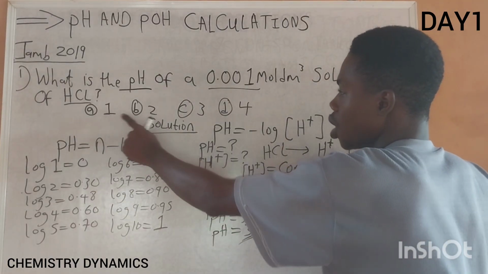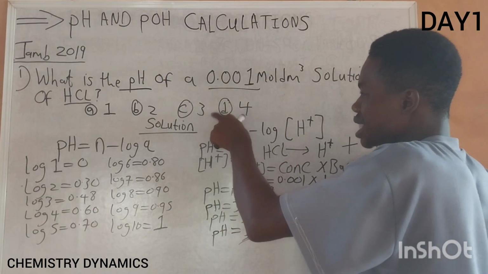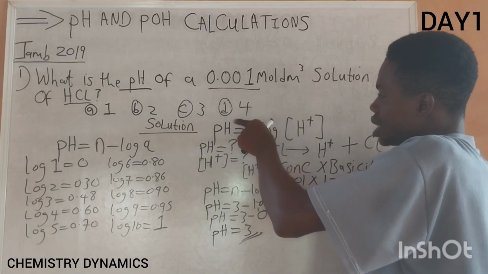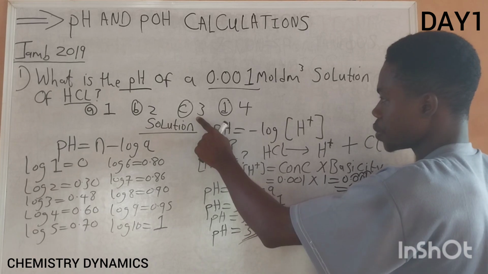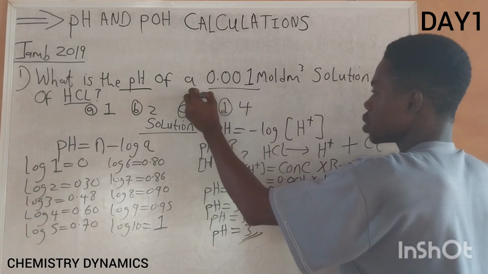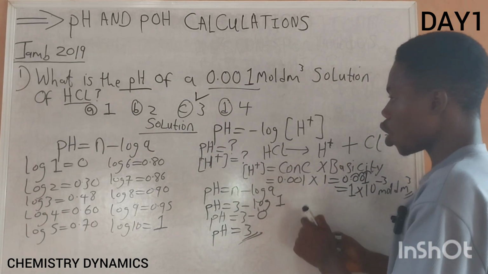Option A says 1, option B says 2, option C says 3, option D says 4, and we got 3. So our pH is 3, and option C is 3, which happens to be our correct option to this practice question.